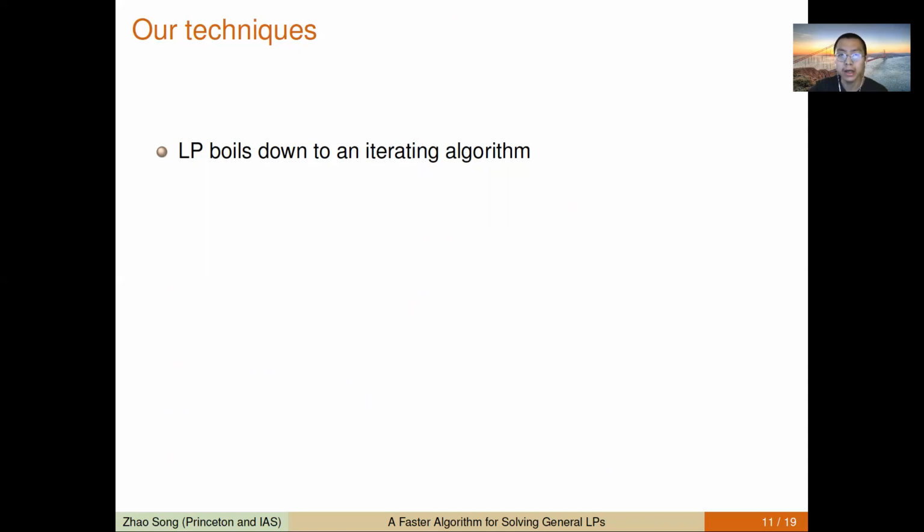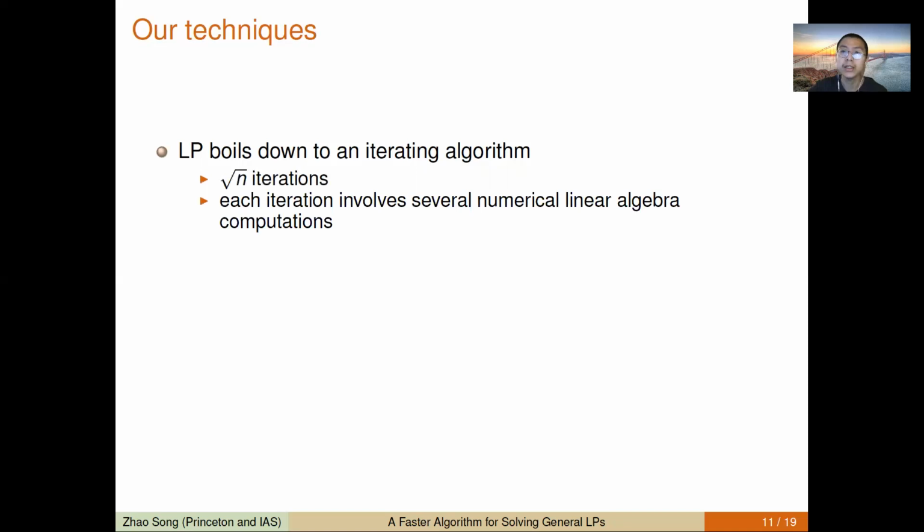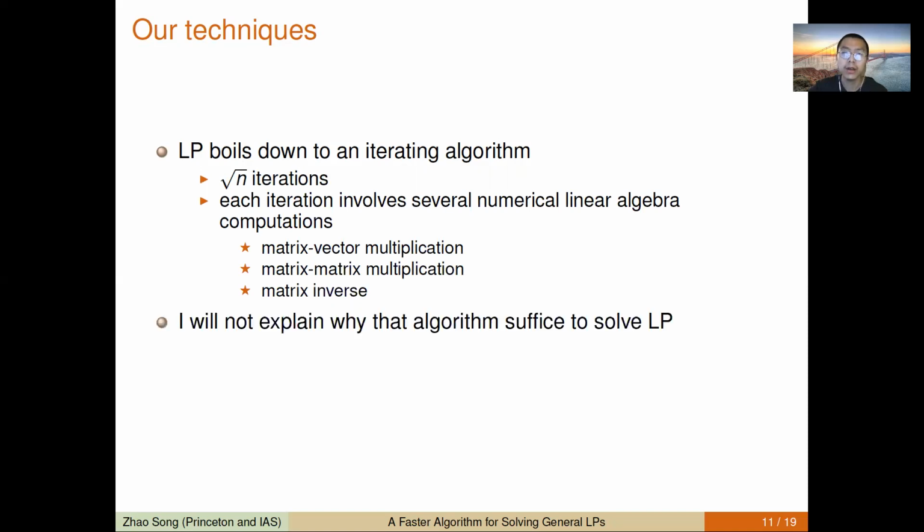So basically, LP boils down to an iterative algorithm, and it has root n iterations. Each iteration involves several very basic numerical linear algebra calculations, for example, matrix-vector multiplication, matrix-matrix multiplication, or even computing a matrix inversion. I will not explain why that algorithm suffices to solve LP. Instead, I will only present the computational bottleneck.